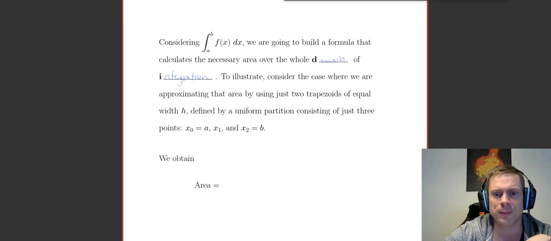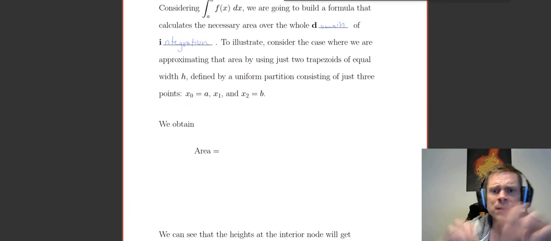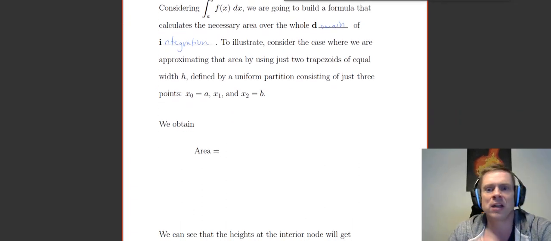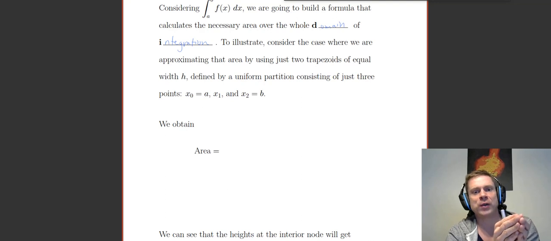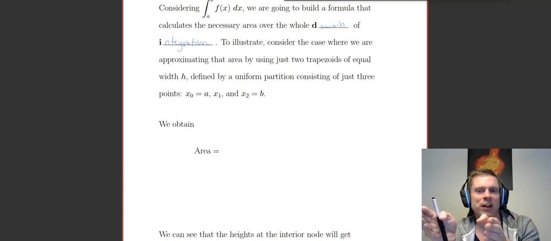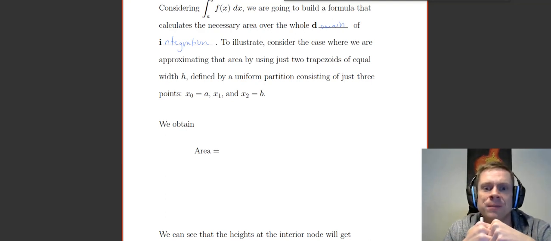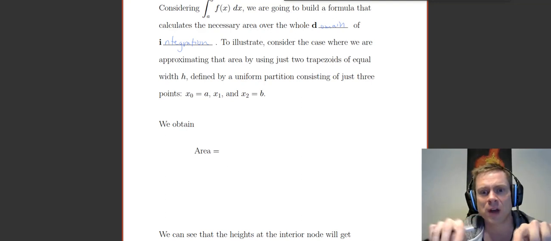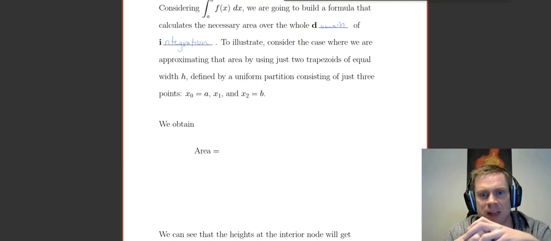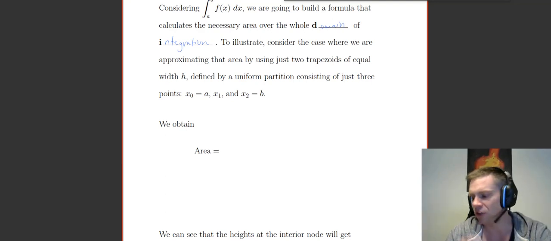So suppose we have the case where we have just two trapezoids. We have equal width h, and we're defining one between a and a midpoint, which I'm going to call x1. And then the second trapezoid is going to be between that midpoint and x2. Okay, and so that's going to give us two trapezoids that fill up the domain of integration from a to b, and I'm just going to use that formula twice.